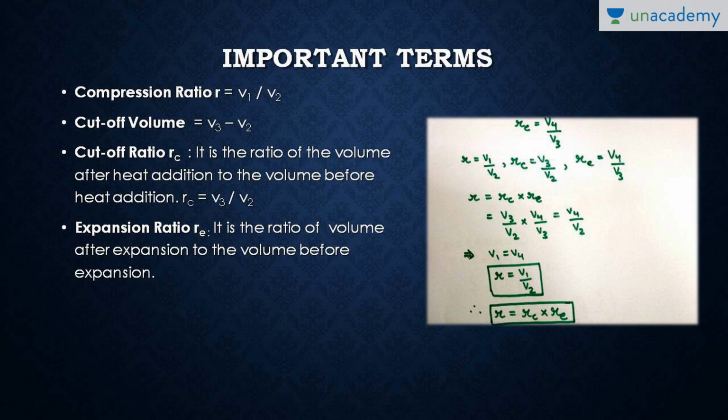So we have to find a relation between these three terms, between compression ratio, cutoff ratio and expansion ratio. As we have already discussed, expansion ratio is V4 by V3, compression ratio is V1 by V2, cutoff ratio is V3 by V2. We can always write compression ratio is equal to cutoff ratio into expansion ratio. Cutoff ratio is V3 by V2, expansion ratio is V4 by V3. So we can write here V4 by V2. We can cancel V3.